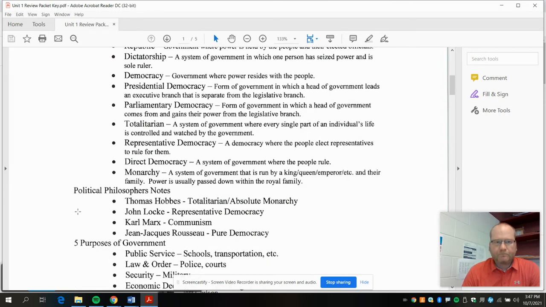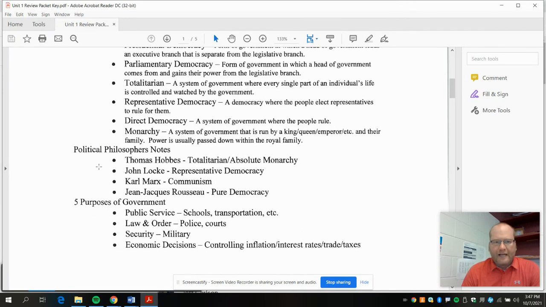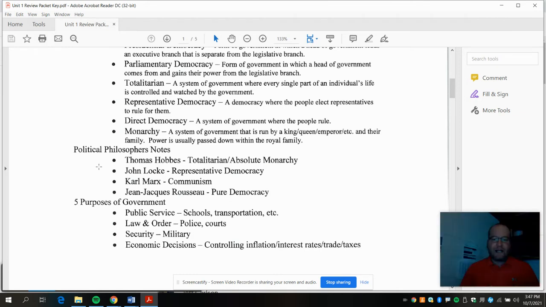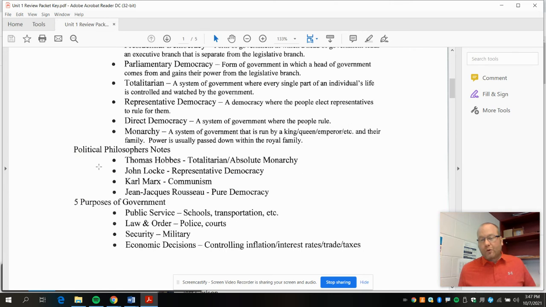Next, the political philosophers. Here you needed to write down the 4 political philosophers, which I think were already listed for you. You just need to put down what type of government they thought was the ideal form of government. So with Thomas Hobbes, he felt that a totalitarian or absolute monarchy was the best because there, the government, sorry, my lights keep going off, has total control.